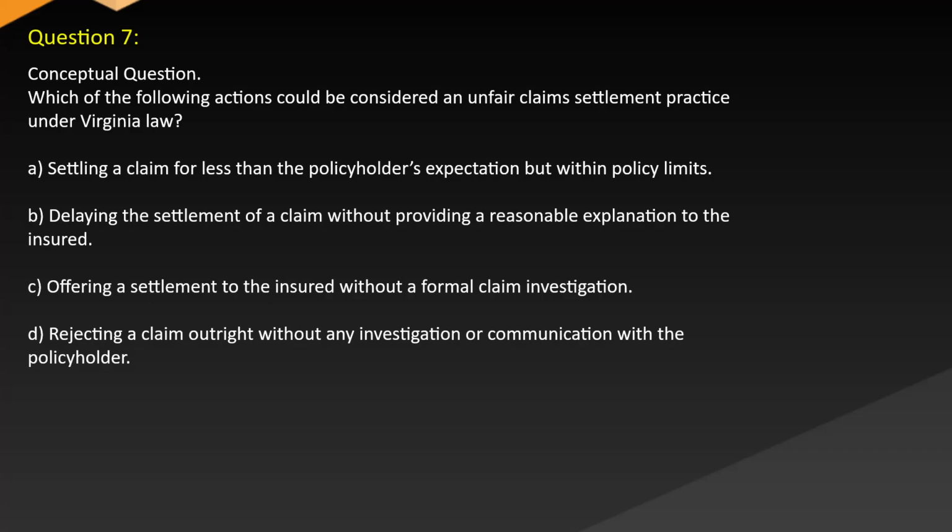Question 7. Conceptual question. Which of the following actions could be considered an unfair claims settlement practice under Virginia law? A. Settling a claim for less than the policyholder's expectation but within policy limits. B. Delaying the settlement of a claim without providing a reasonable explanation to the insured. C. Offering a settlement to the insured without a formal claim investigation. D. Rejecting a claim outright without any investigation or communication with the policyholder.